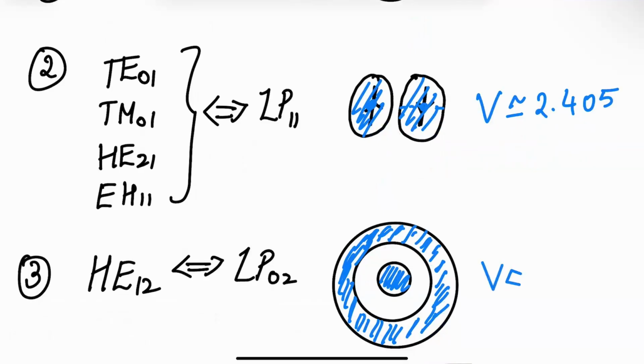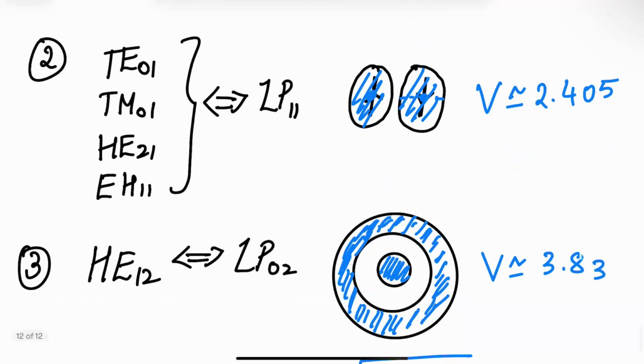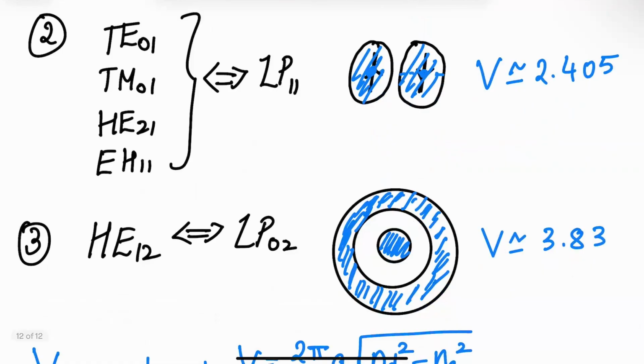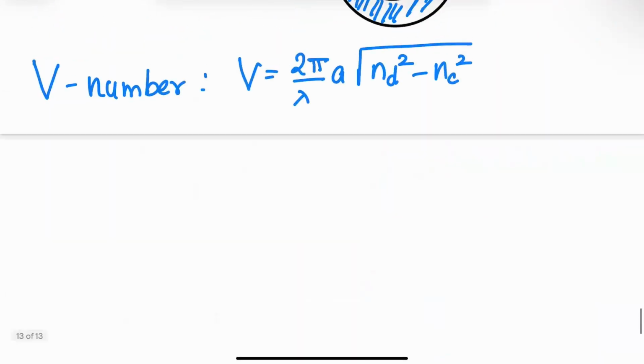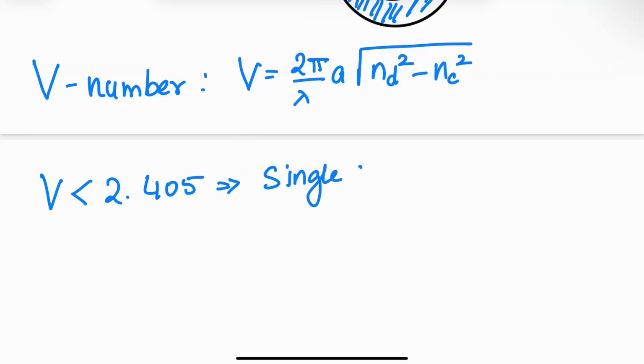So the V number for the second higher order mode is 3. Okay, no, it's wrong. Oh, I had shapes clicked. It's 3.83. Okay, so this is the first zero of the J1 function. So the wavelengths for which V is less than 2.405 imply it's a single mode fiber, which means only one mode propagates, right?